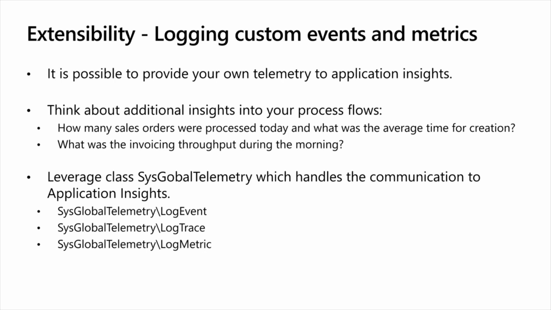The main entry point for logging your custom telemetry will be the Sys Global Telemetry class. That will handle the communication to Application Insights. It provides you with a client that will connect to App Insights, and then it provides you the methods for logging an event, a trace, or a metric. So that's how you can go into your own code, and then in your own process, you can do callouts to these methods, and then they will automatically be added to Application Insights telemetry. That is depending, of course, on whether you have enabled the checkboxes specifically for custom events in the configuration UI that Lane showed in the beginning.